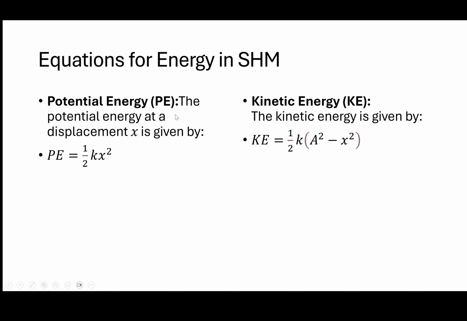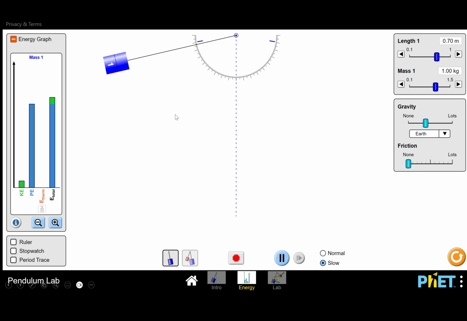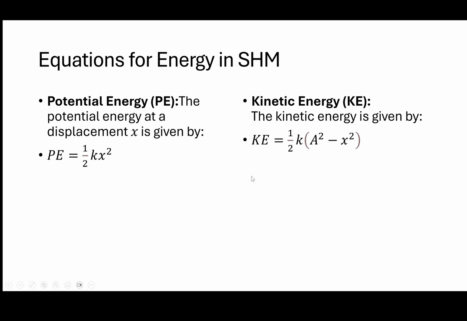As it relates to the equations for the energy in simple harmonic motion, we already described the fact that at the amplitude, we are at max potential energy because velocity is 0 at the amplitude, and at the equilibrium point where x is 0, velocity is at its maximum. Therefore, when we're at equilibrium, the kinetic energy is at its maximum. We described this already.